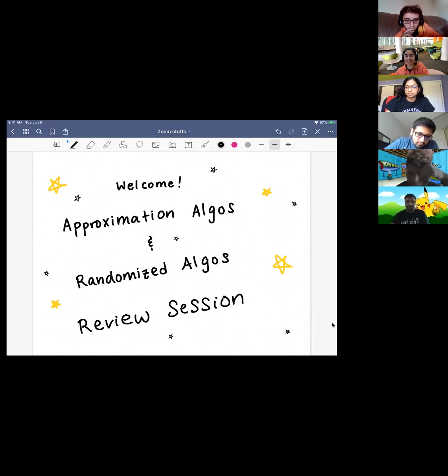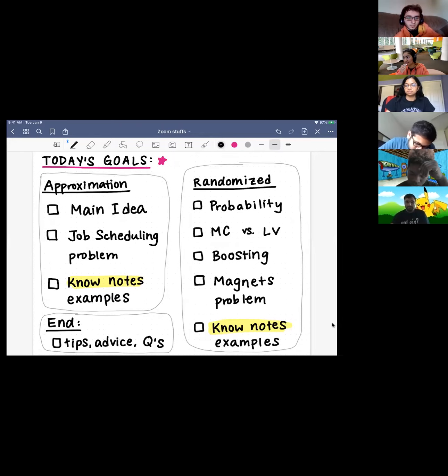So let's go ahead and get started. This is a review for approximation algorithms and randomization algos. So lots of algorithms here. To get started, I just wanted to go over what we're planning to do today.